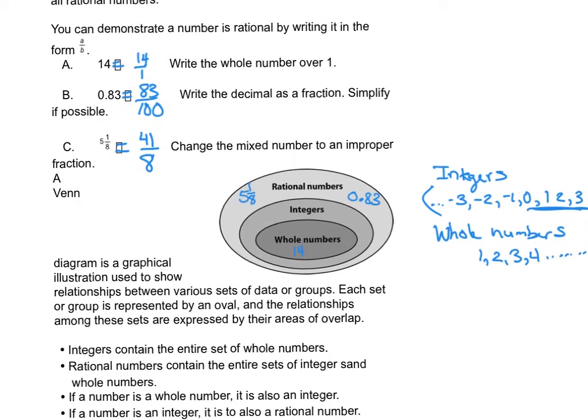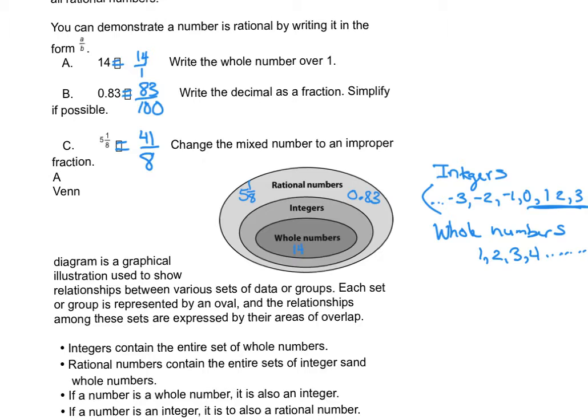Okay, so now we have a graphic organizer. A Venn diagram is a graphical illustration used to show the relationship between various sets of data or groups. Each set or group is represented by an oval, and the relationships among these sets are expressed by the areas of overlap. That means every whole number is an integer, and it is also rational. All integers are also rational. Now, some integers are whole numbers, but not all. That's how the Venn diagram works.